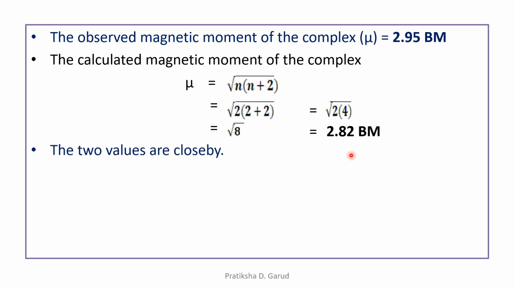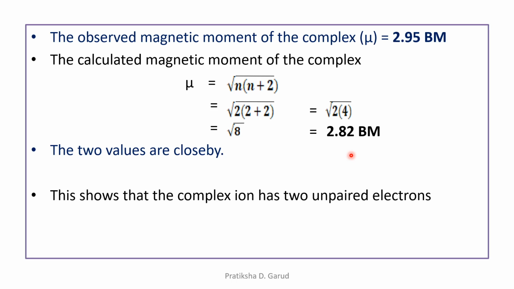So these two values are nearby or close by, and hence we can say that this complex shows there are two unpaired electrons, and hence as there are two unpaired electrons, it is paramagnetic in nature.